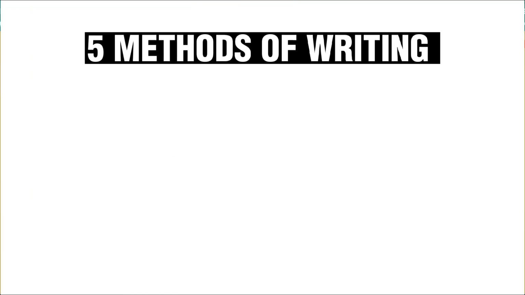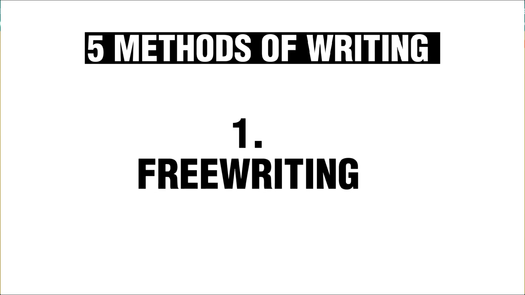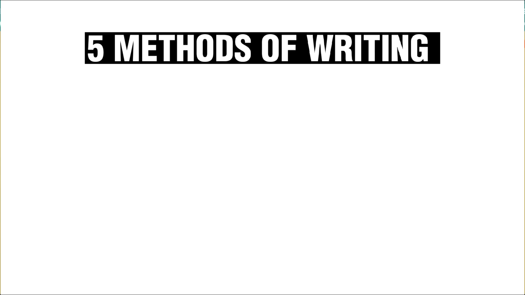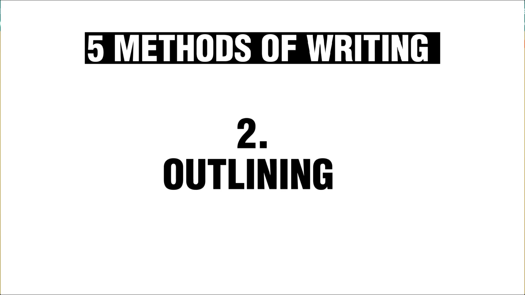Now, there are 5 basic methods of writing. The first method is free writing. This is basically writing without stopping for a set amount of time, thereby letting your ideas flow freely without self-editing. So this first method is meant for people who are skilled and naturally gifted. For those of us that are not naturally gifted, you can't use this first method. The second method is called outlining. This is like planning out the structure of your writing before you start.